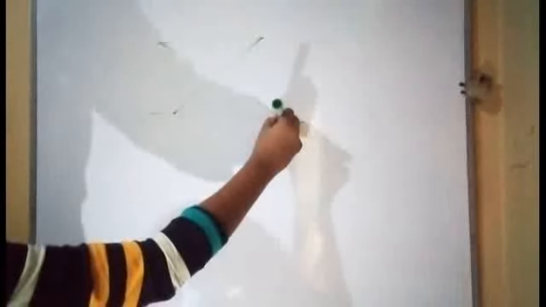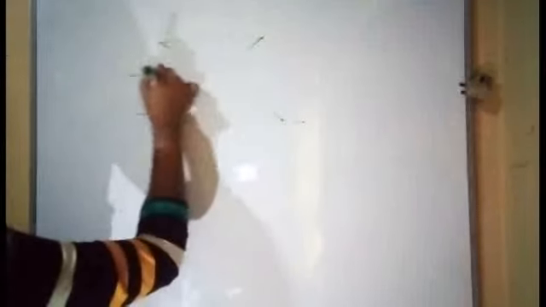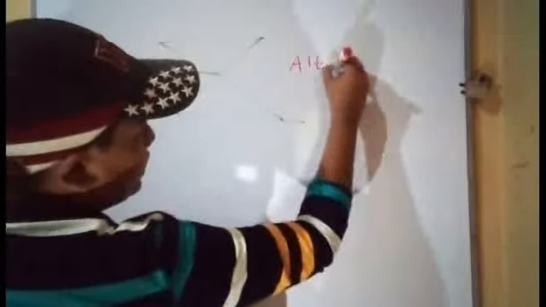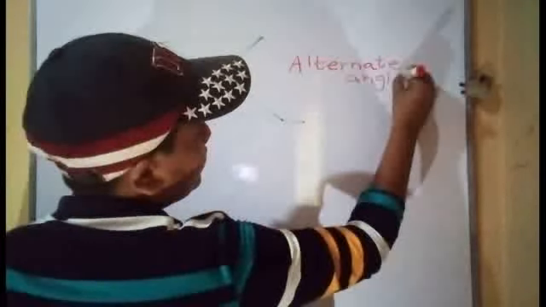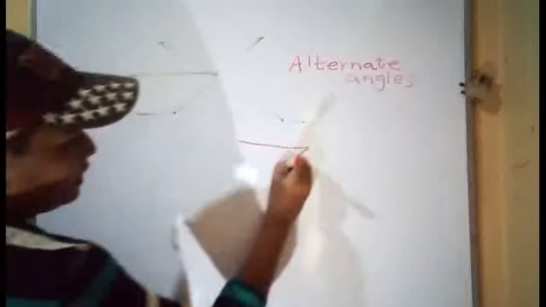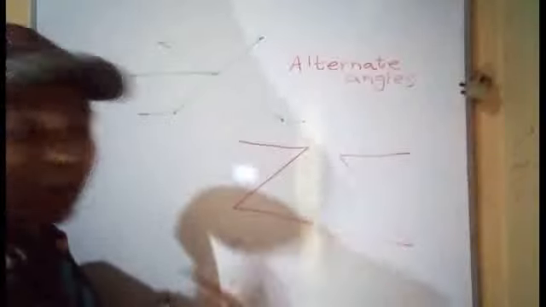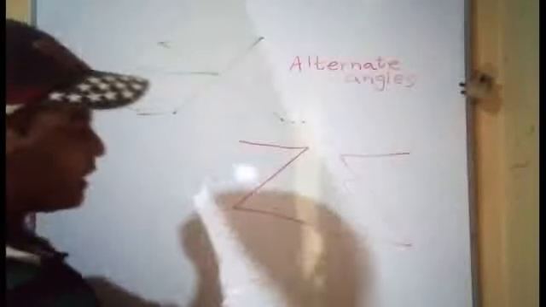Okay, let's learn. Now you have a figure like this. In this figure, firstly let's learn about the alternate angles. Alternate angles mean this is the side of the alternate angles, this is the side of the alternate angles. The alternate angles' location is like this, like this.